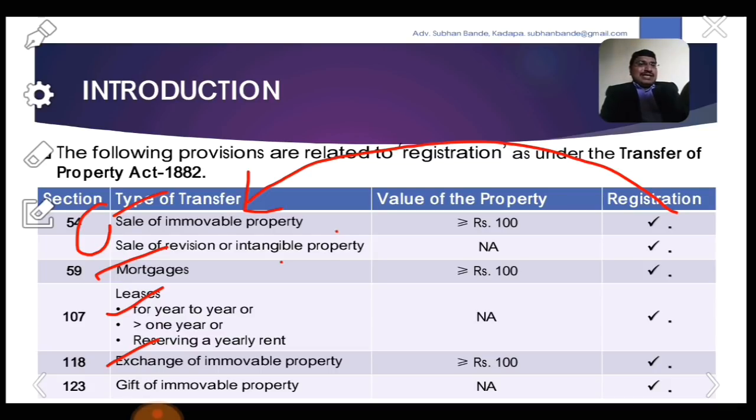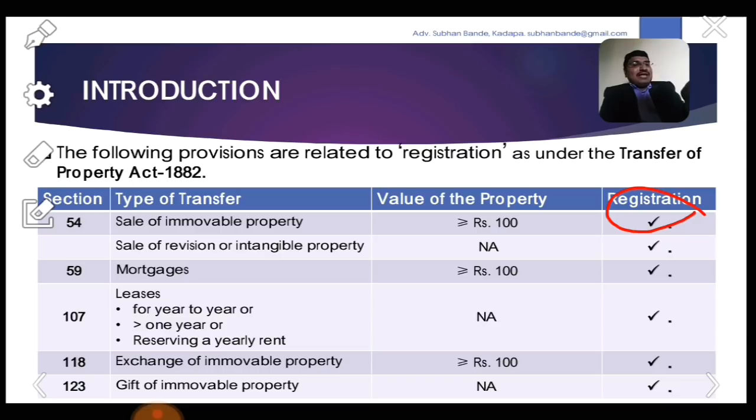Sale is the transfer of ownership from one person to another person. Whenever the immovable property is sold by one person to another person, the person who sells the immovable property is known as seller, and the person who receives the immovable property for a price is known as the buyer. If the value of such immovable property is 100 rupees or more, for such transaction registration is compulsory. The instrument of sale of immovable property of value 100 rupees or more, the registration is compulsory as per Section 54 of TPA.